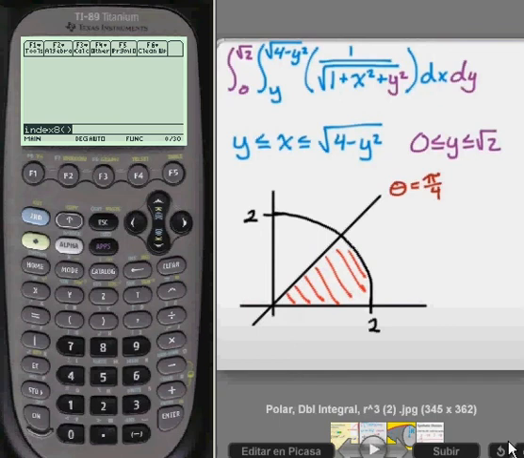This here on your screen is a problem I got off the internet, actually from a YouTube, where I searched polar double integrals, and I decided to show you how my programs work on this problem. You can go and see how the professor works this problem.